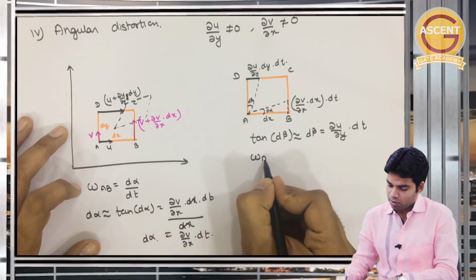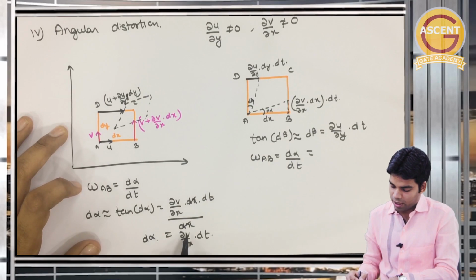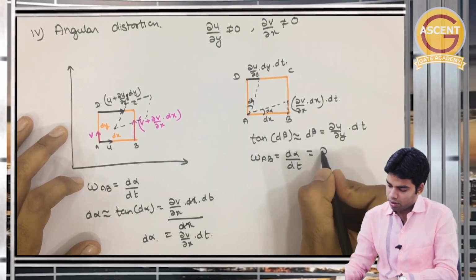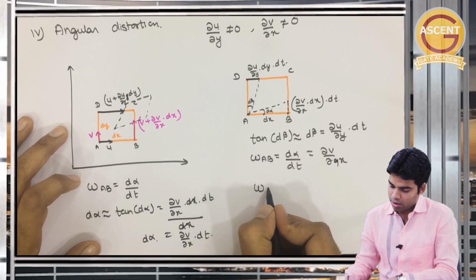Omega AB. What will be omega AB now? This is d alpha by dt. Okay, so just divide this d alpha by dt, we will get what? Del v by del x. Sorry. Similarly, omega AD.